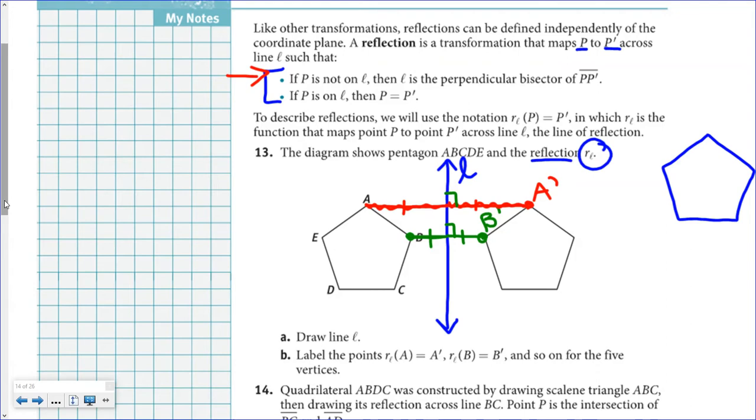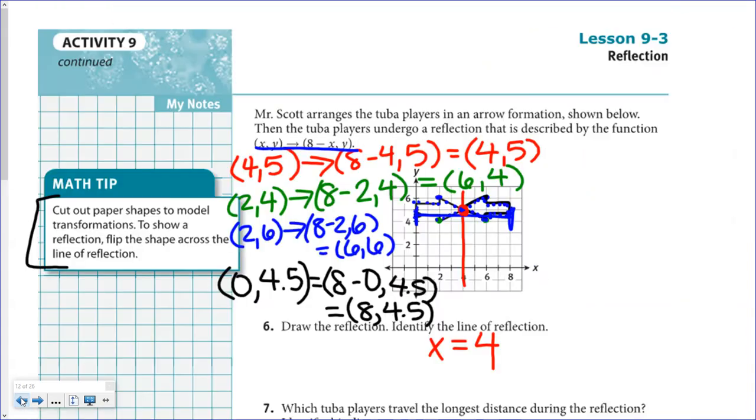So then it wants us to label the rest of our points. So this is C prime, this is D prime, and this is E prime. Okay? That's all for 13. Now looking at this other bullet point, if P is on your line of reflection, then it's going to stay in the same spot. P and P prime are going to be the same thing. So if I look back, this point here was on the line of reflection, and that's why it did not move. So that point stayed as the same point.